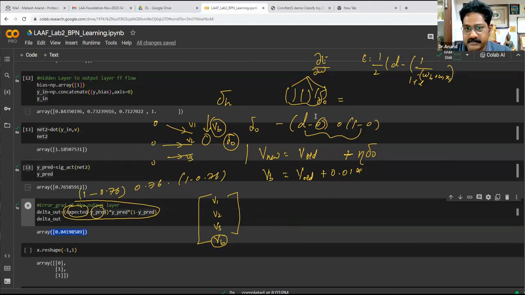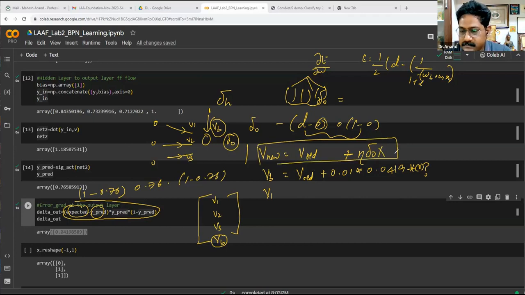So I substitute 0.0419 into question mark. What is the question mark? Similarly, the input to the bias is 1, right? So into 1. You understood the formula, right? The formula is new weight equals old weight plus eta times delta naught times, in general, let me represent this as x. So for bias, x is 1. Please make a note of it.